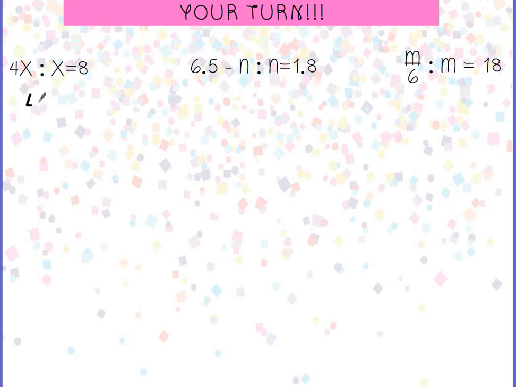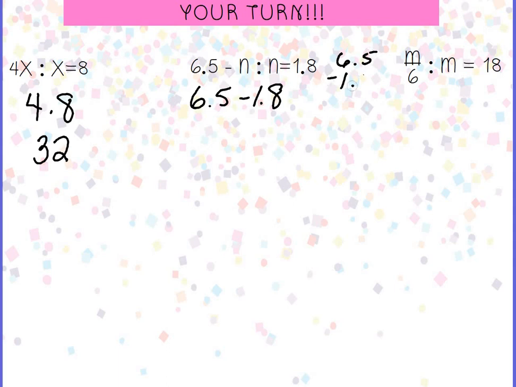All right, so here you should have had 4 times 8, which would give you 32. Here you should have had 6 and 5/10 minus 1 and 8/10. Now notice, I'm going to do the work for this off to the side. I don't do it inside of here. Just like when we talked about order of operations, we're going to do any extra work off to the side so we don't get our information mixed up. Bring my decimal straight down. 5 minus 1 is 4, so I should have gotten 4 and 7/10.